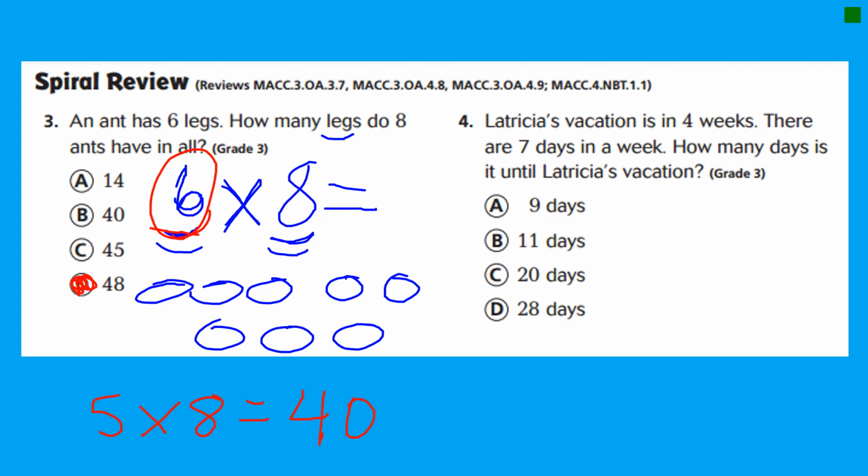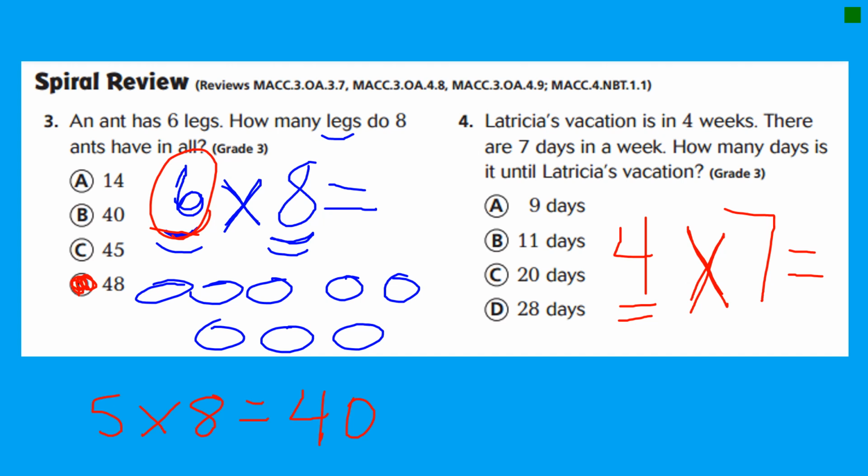All right, number 4. Latricia's vacation is in 4 weeks. There are 7 days in a week. How many days is it until Latricia's vacation? Okay, so she has 4 weeks and there are 7 days in each week. Aha. This is sets of, again, isn't it, boys and girls? 4 weeks, 4 groups of 7. So what's 4 times 7? How many days until Latricia's vacation?